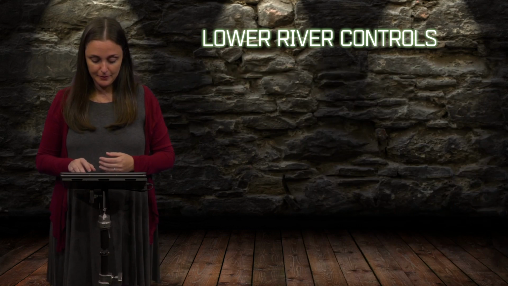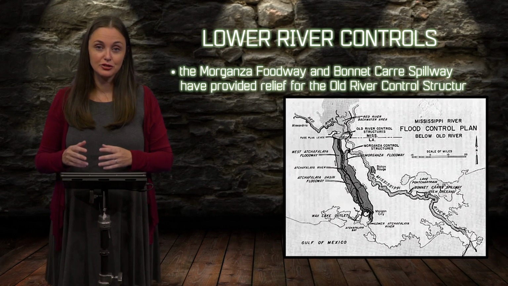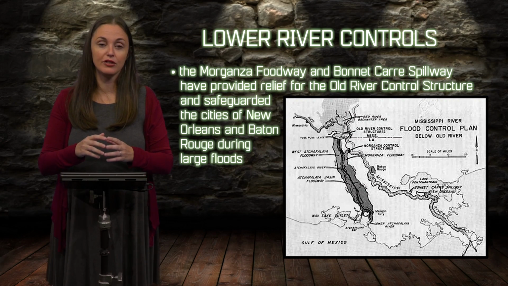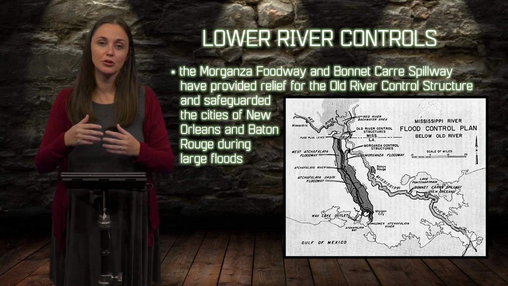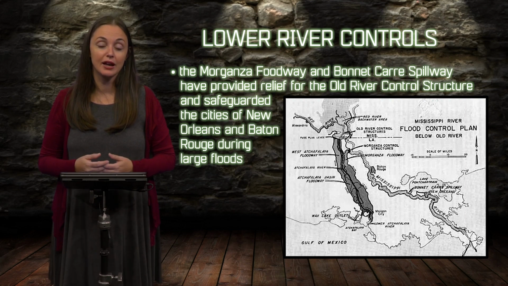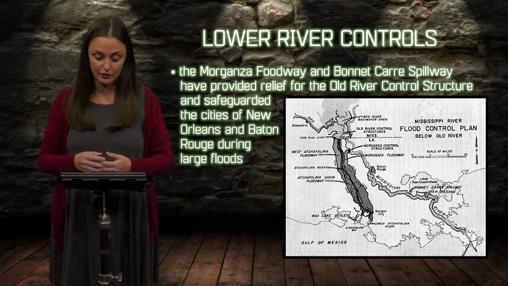So the Morganza and the Bonnie Carey are isolated structures that are meant to take some of the pressure off of the cities themselves and the threat of flooding of the cities themselves. They're not so much connected with the Old River Control Structure, other than the fact that they're all maintained by the same governmental organization, the U.S. Army Corps of Engineers.